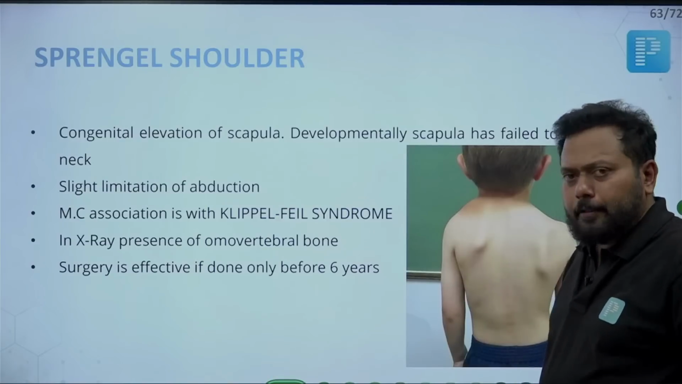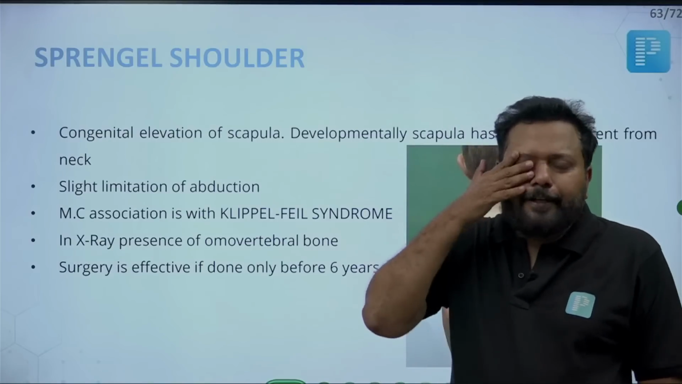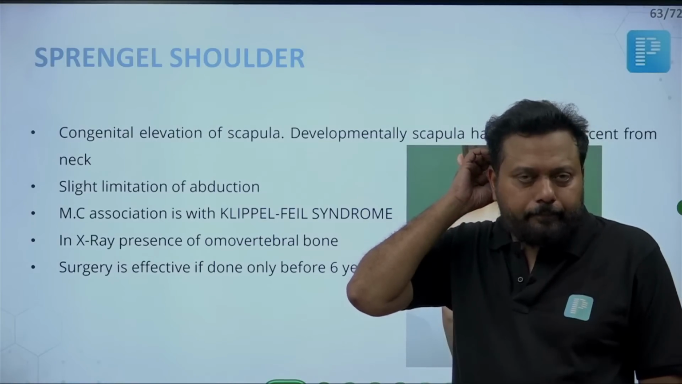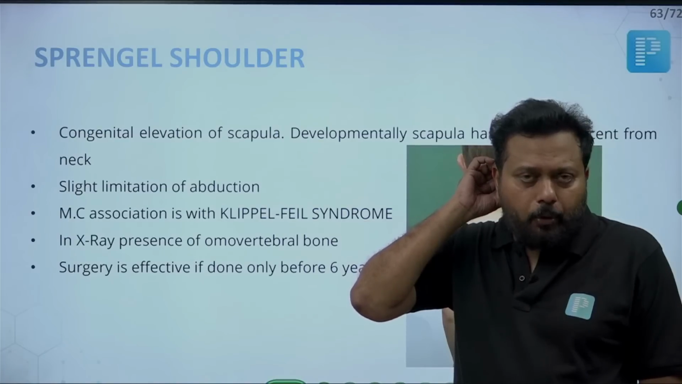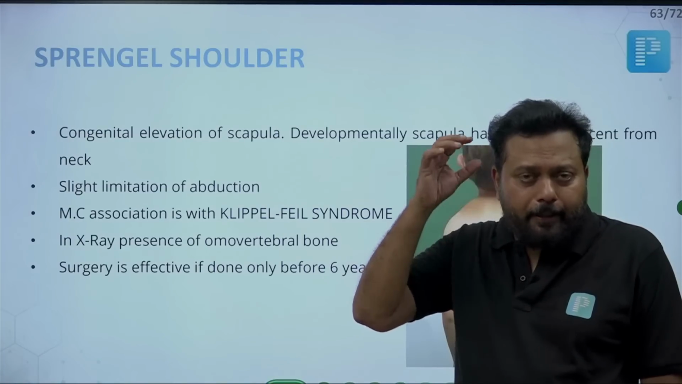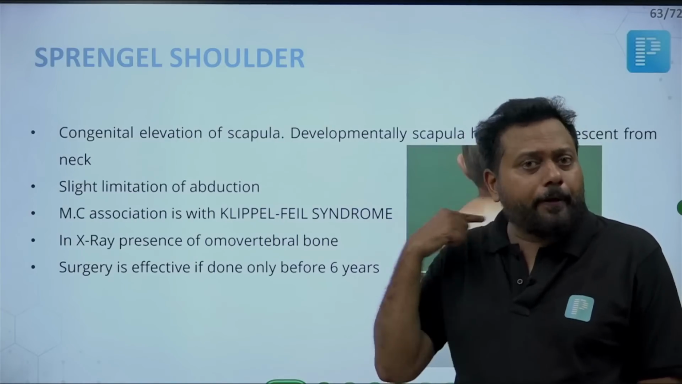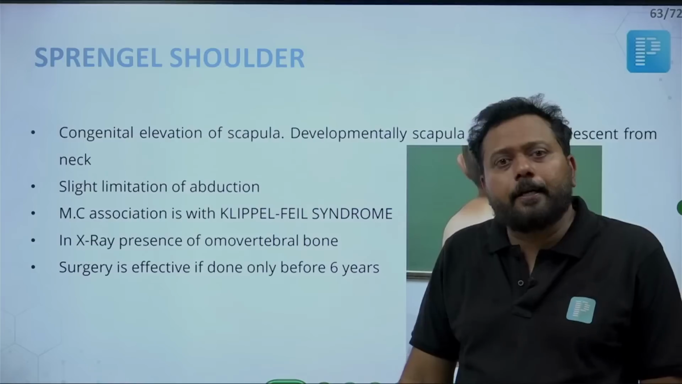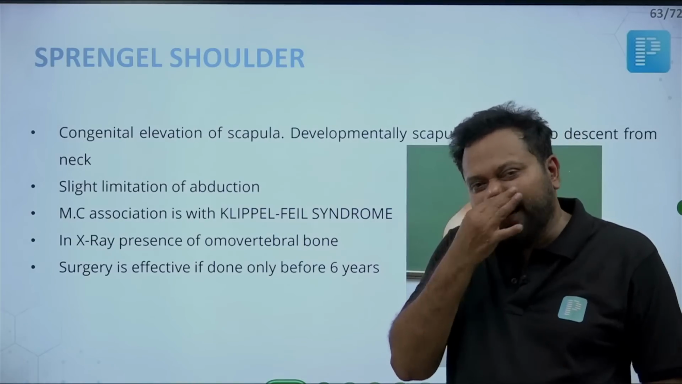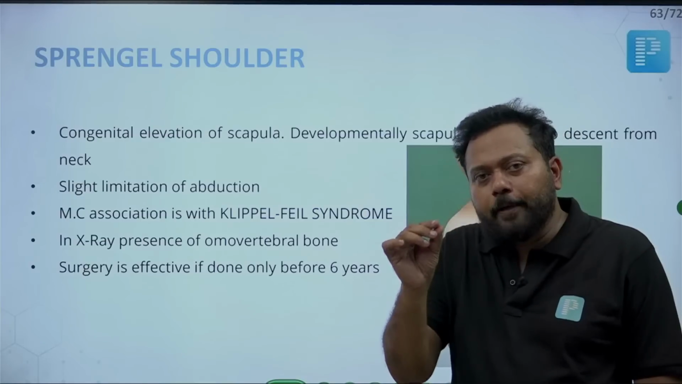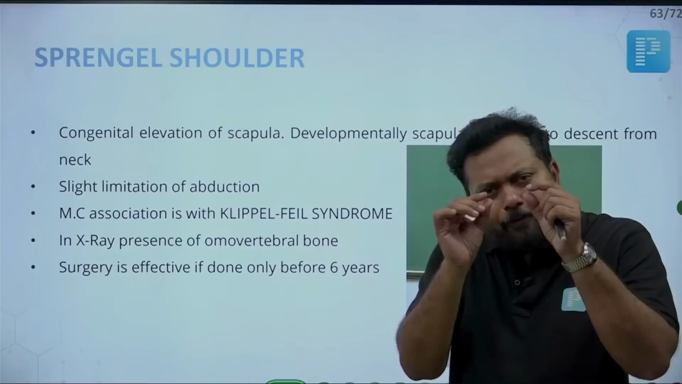In Sprengel shoulder, normally in fetal life the scapula will be in the cervical area. As the fetus grows, the scapula from the cervical region has to descend down. That's the rule. But when there is persistence of the omovertebral bone, the scapula fails to descend. It will be stuck at the cervical level. That is called Sprengel shoulder. Once you have diagnosed Sprengel shoulder, the omovertebral bone should be cut. Omovertebral bone means you should not imagine a thick bone or something like that. It will be a thickened fascia-like structure.